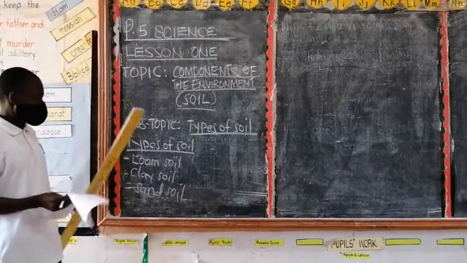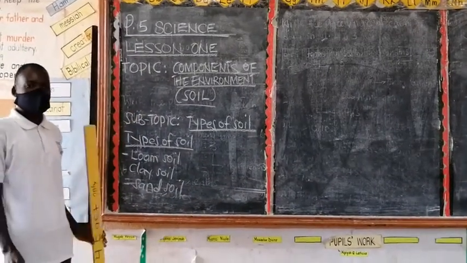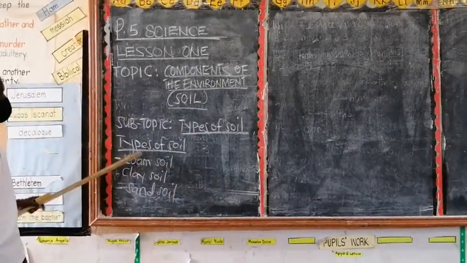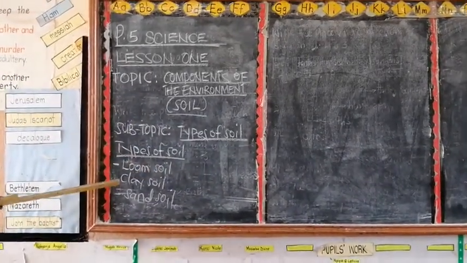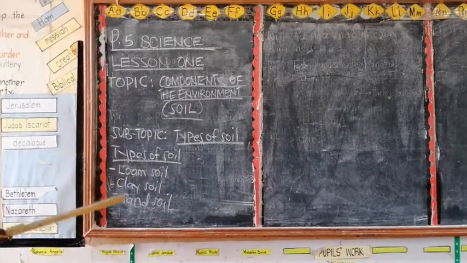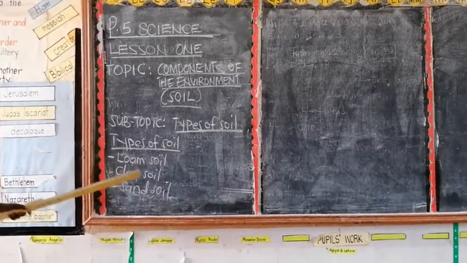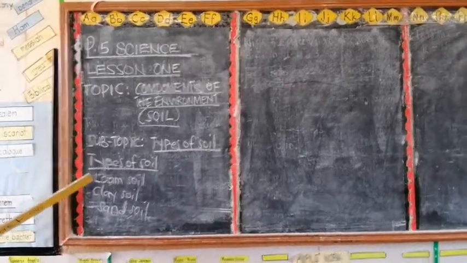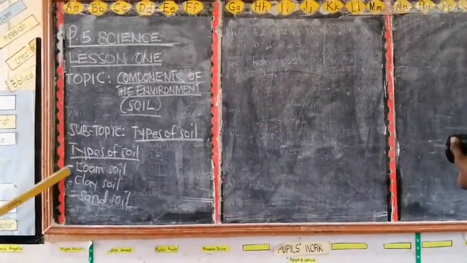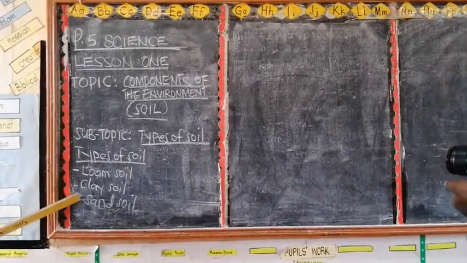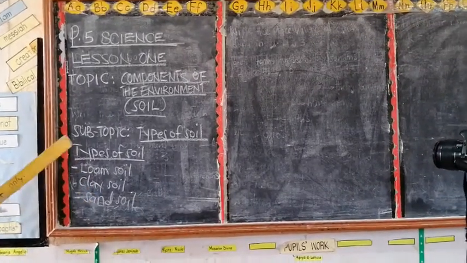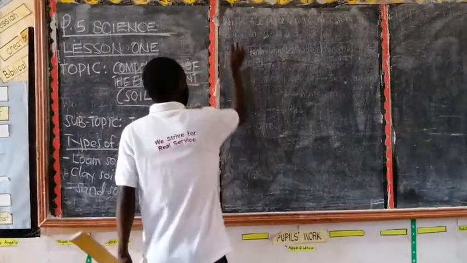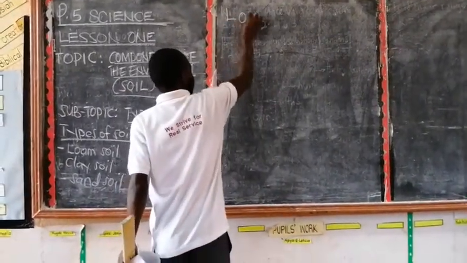Under types of soil, we have 3 types of soil. And these are loam soil, clay soil, and sandy soil. These are the 3 types of soil: loam soil, clay soil, sandy soil. Now we are going to look at each type of soil in details, and we are going to begin with loam soil.